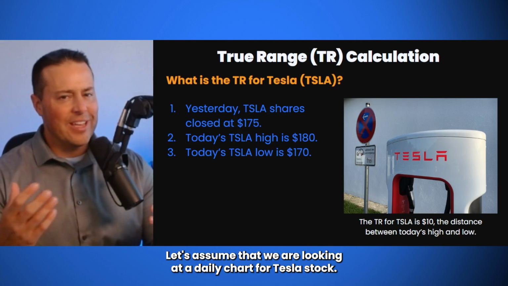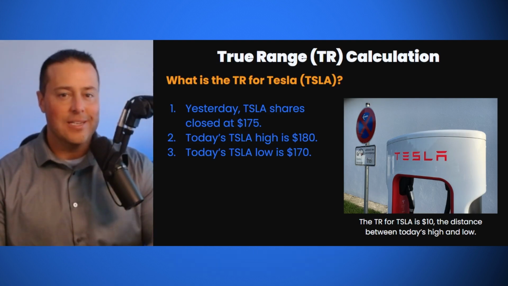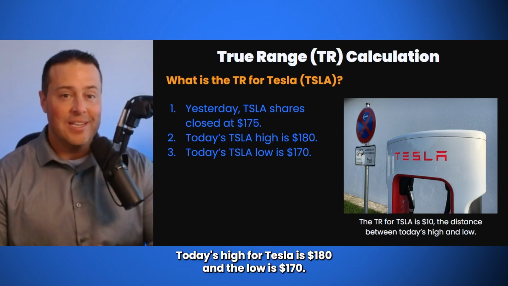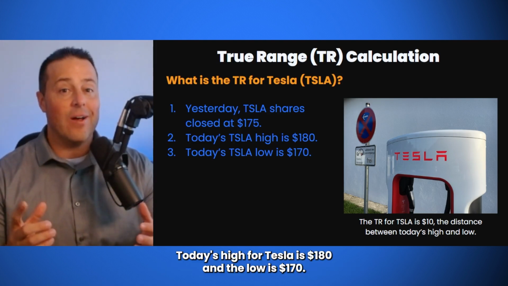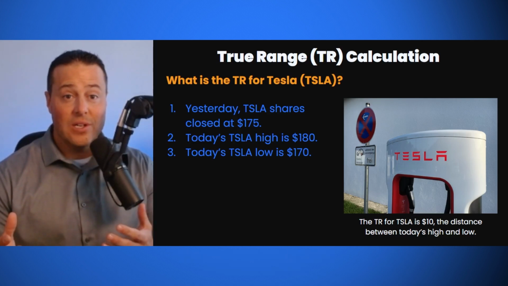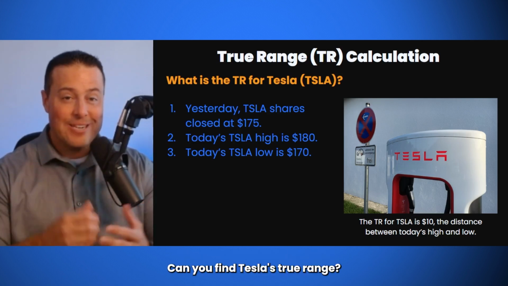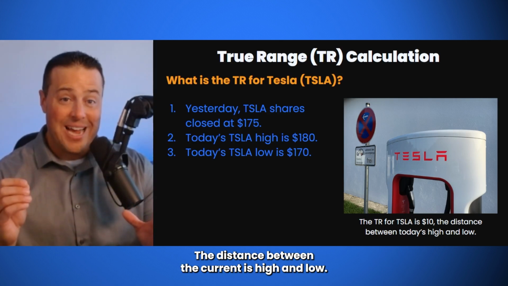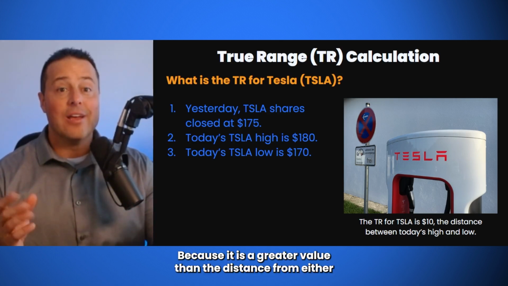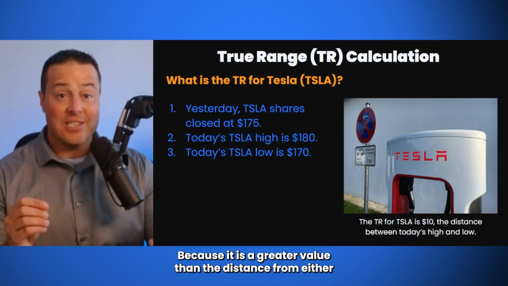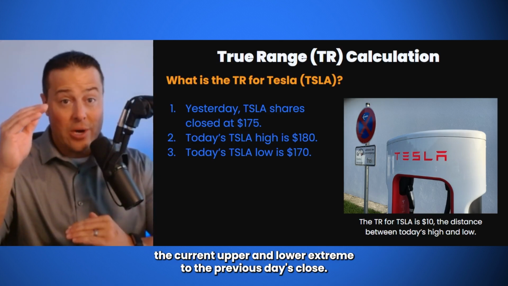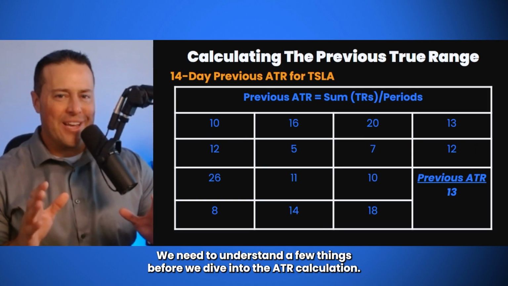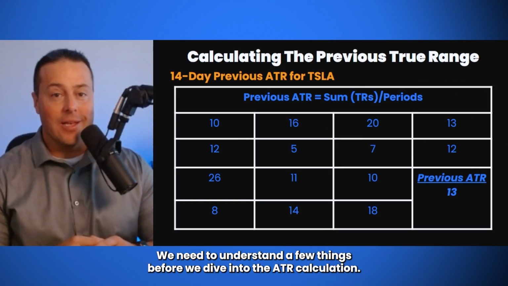Let's assume that we are looking at a daily chart for Tesla stock. Yesterday, Tesla shares closed at $175. Today's high for Tesla is $180, and the low is $170. Can you find Tesla's true range? The answer is 10, the distance between the current period's high and low. Why? Because it is a greater value than the distance from either the current upper and lower extreme to the previous day's close.